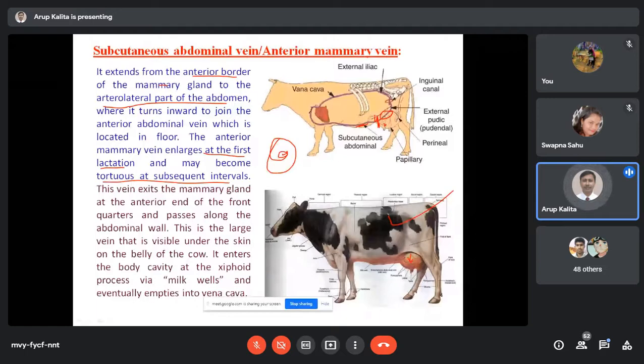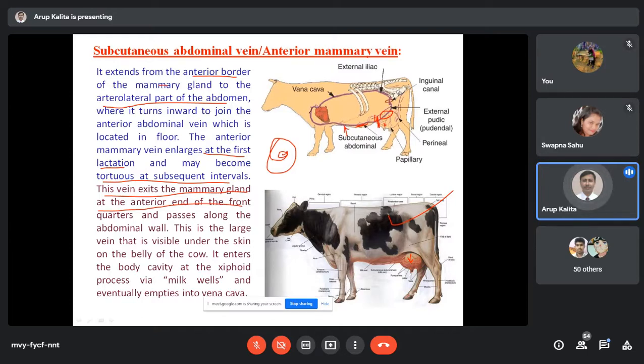So this vein is located at the anterolateral aspect of the mammary gland, and during the first lactation it becomes enlarged, and in subsequent lactations this vein becomes tortuous. More tortuous means more production of milk. This vein exits the mammary gland at the anterior end of the front quarter and passes along the abdominal wall. It is going like this. You see, it is passing to the cranial side.